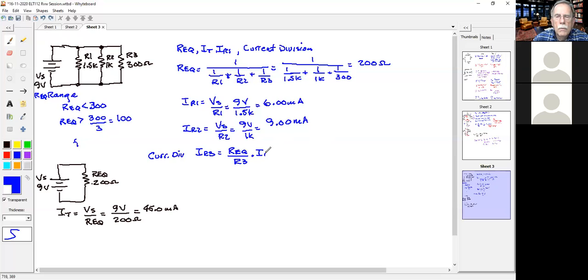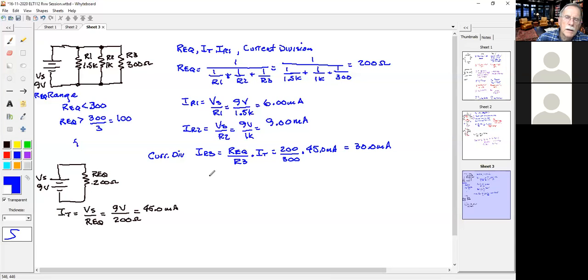So now we know the IT, so IR3 is going to be REQ, 200, divided by R3, which is 300, times 45 milliamps. So that should come out to be 30 milliamps for I sub R3. 2/3 of 45 is 30.